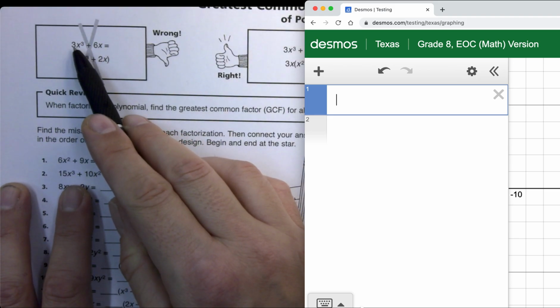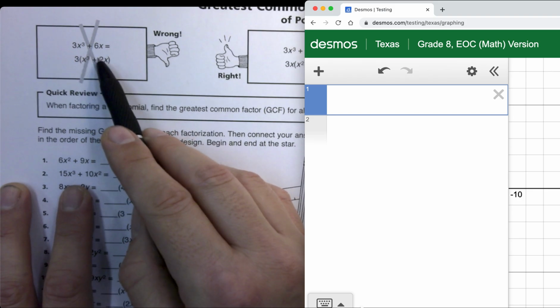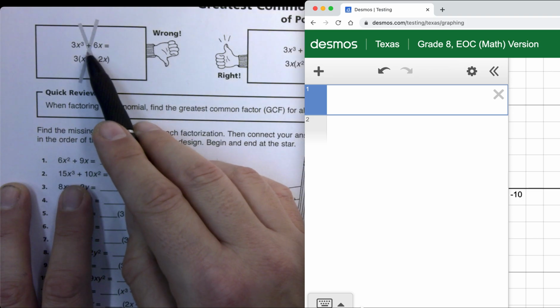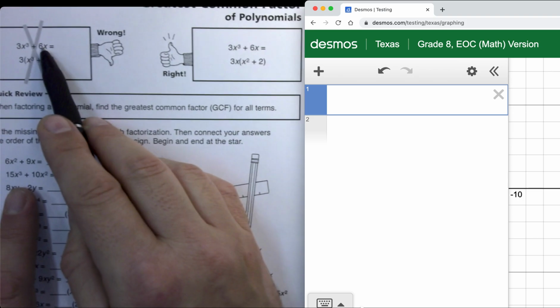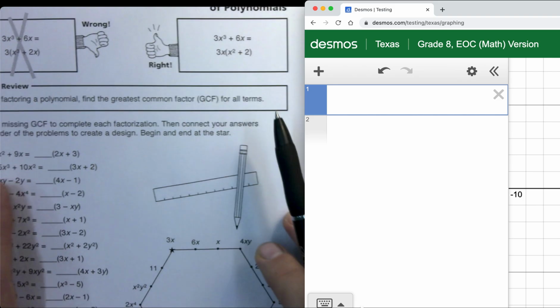You got this polynomial 3x cubed plus 6x. They took out a 3. Well, a 3 does go into both 3 and 6. However, they also have a variable in common. So the right way to do it is 3x, okay?